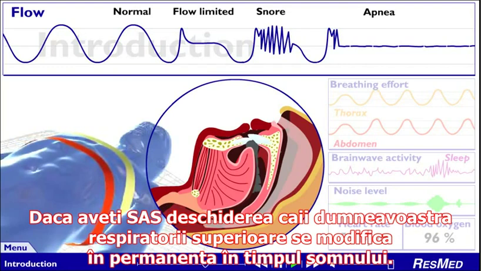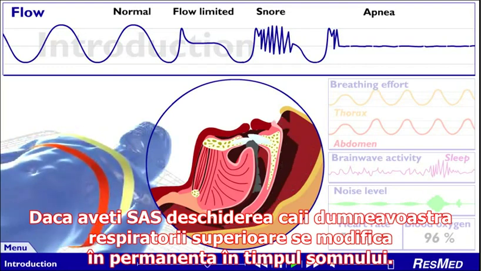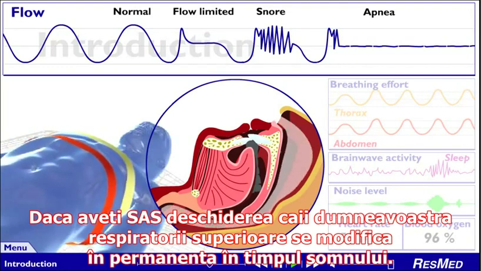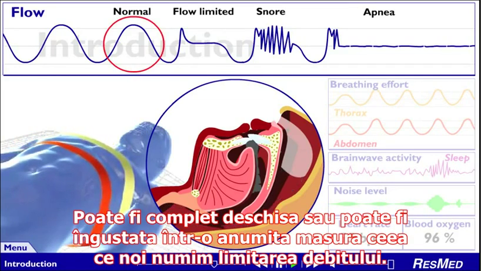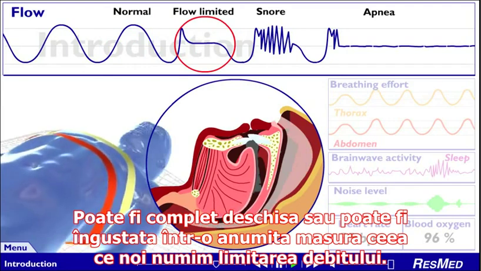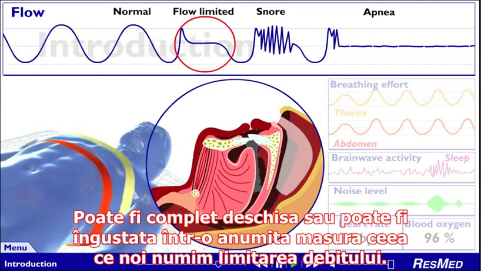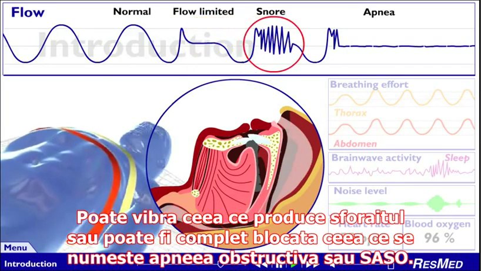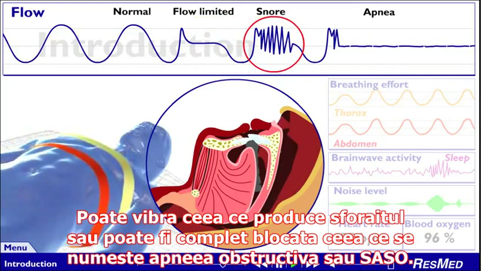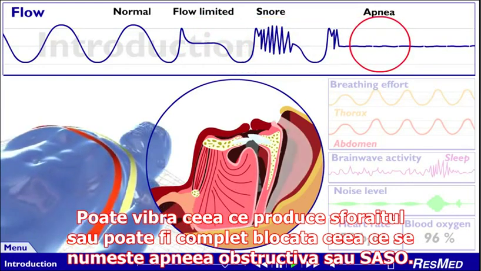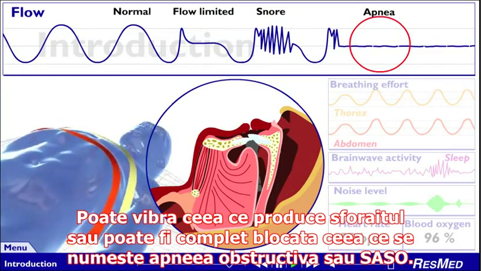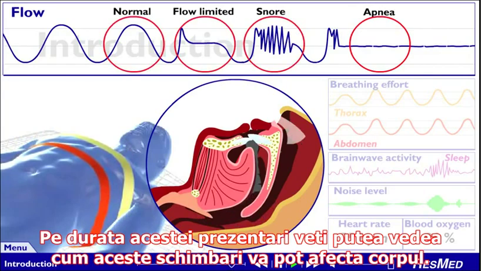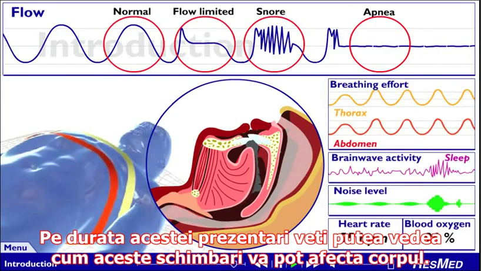If you have SDB, the patency or openness of your upper airway keeps changing as you sleep. It may be fully open. It may be narrowed to some extent, which we call flow limitation. It may vibrate, which is heard as snoring, or it may be completely blocked. This is called obstructive sleep apnea, or OSA. During this presentation, you will be able to see and hear how these changes affect your body.